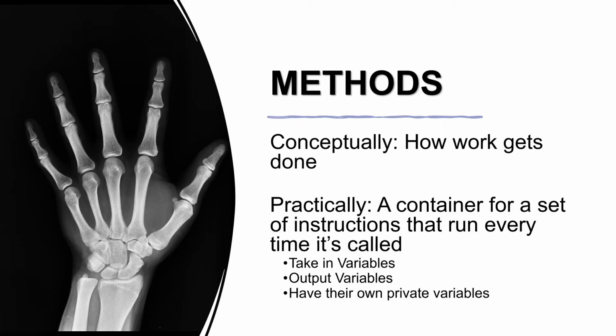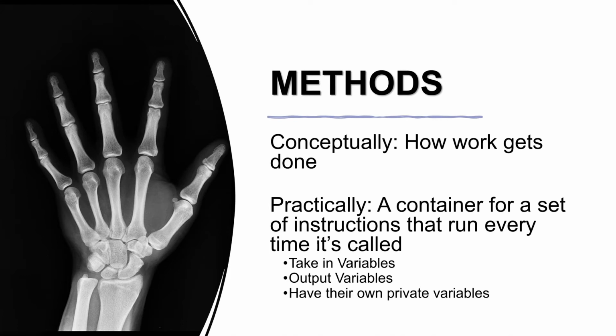The next building block of programming I want to talk a little bit about is methods. Methods conceptually are how work gets done in an application or program. Without methods, the program can't actually do anything. But practically speaking, it's just another container for a set of instructions that run every time it's called. So we can put different lines of code in different methods, and each time we call that method, it runs everything in there. You can think of methods kind of like the bones of your program. If we don't have them, nothing's going to get moving, because that's how important these are.